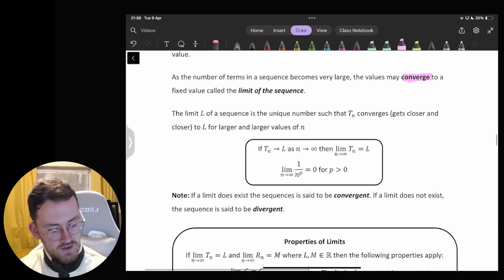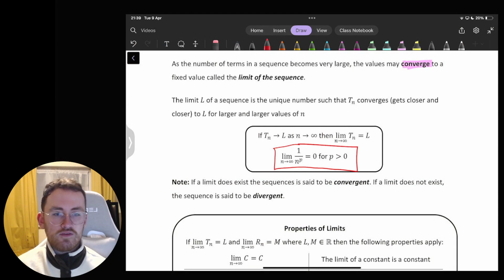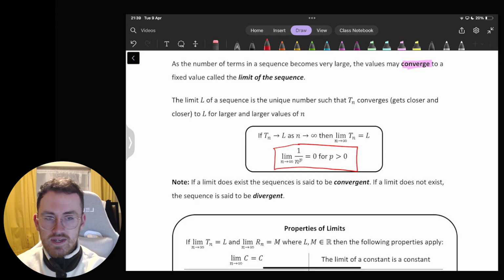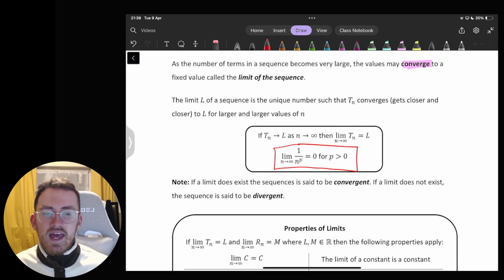And reminding ourselves, this is the main rule we're going to be using here: the limit as n goes to infinity of 1 over n to the power of p, so long as p is bigger than 0. For a fraction, as n gets bigger, the denominator is getting bigger, so the fraction itself gets smaller. So when we take those limits, because the fraction is getting closer and closer to 0, we say that the limit is going to be 0. If a limit exists, we say the sequence is convergent.